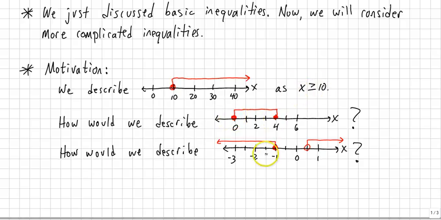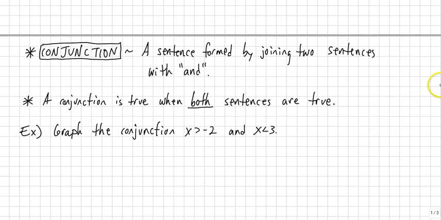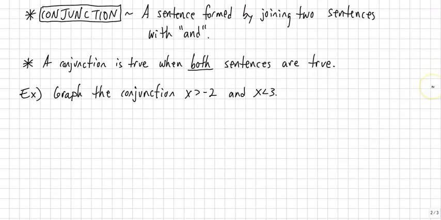Or how would you write an inequality that describes all the real numbers less than or equal to -1, and then all the real numbers that are bigger than 1/2? So we need to talk about how to write more complicated inequalities such as these two right here. These are just examples. Those are not the only two sets of numbers we want to describe. So we'll start with some vocab.